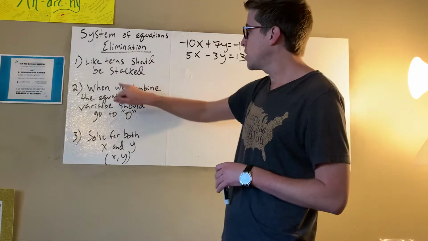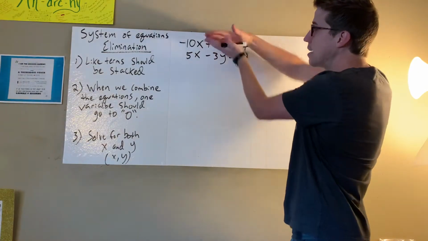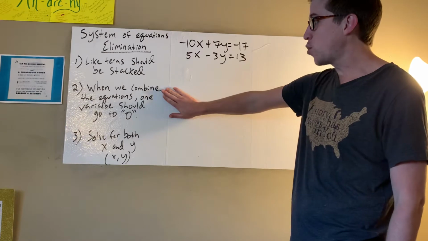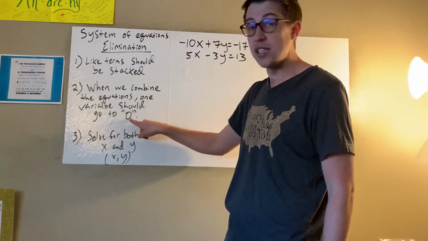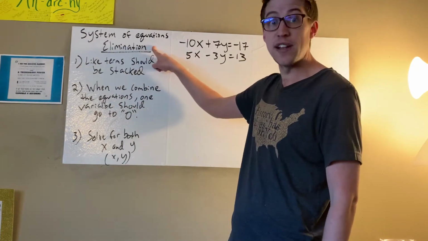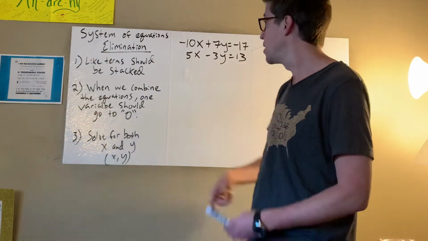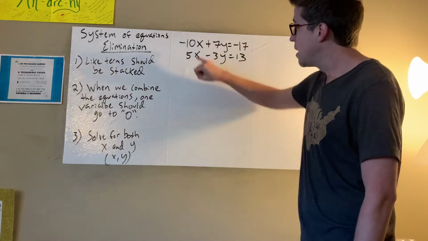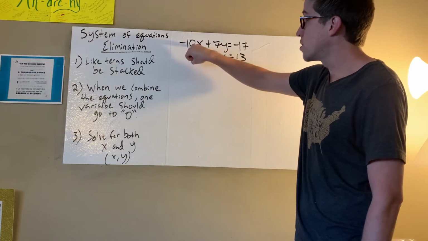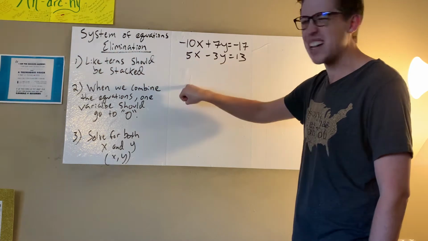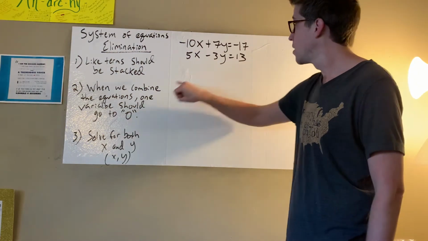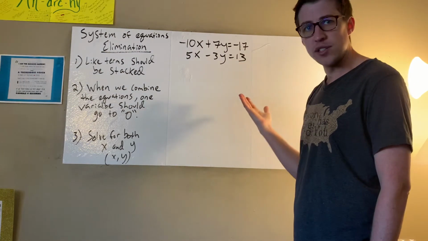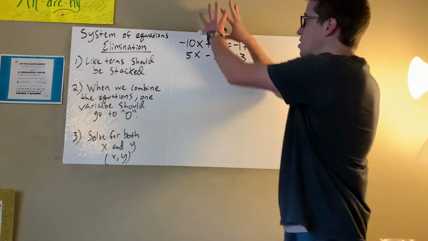When we do elimination, it's going to look like we are combining the two equations, like we're adding them together. But when we combine the equations, one variable should go to 0, because that's what it means to eliminate a variable, that they add up to 0. So right now, if we combined these equations, negative 10 plus 5x is negative 5x. That doesn't go to 0. 7y minus 3y would be 4y. That doesn't go to 0. So we aren't ready to just combine them.